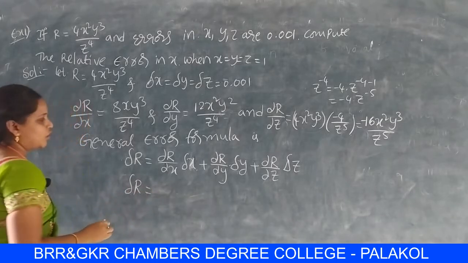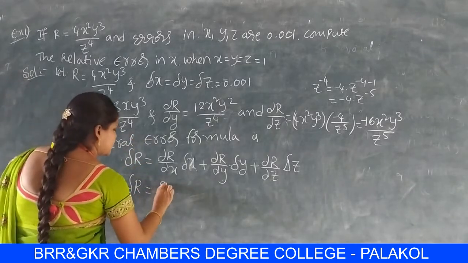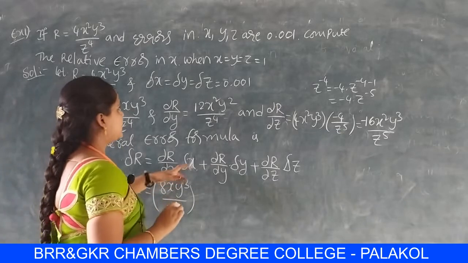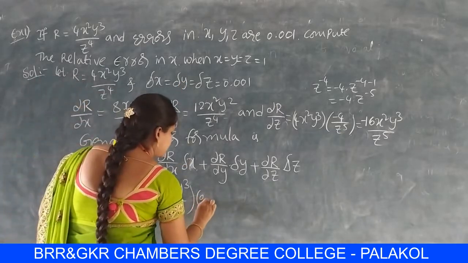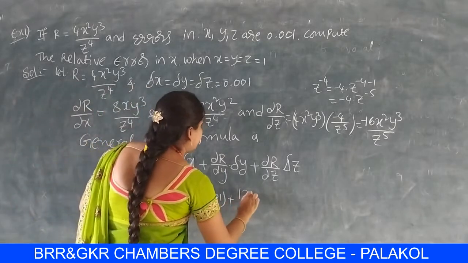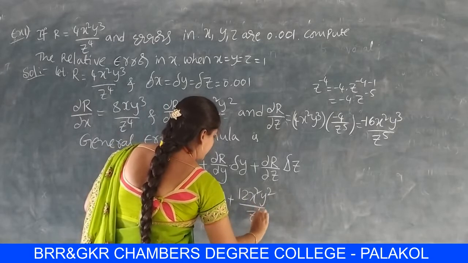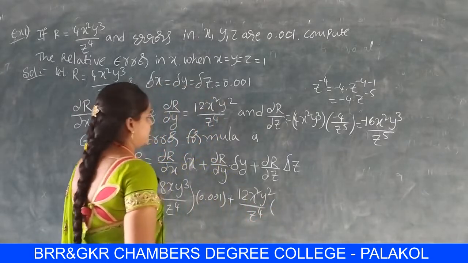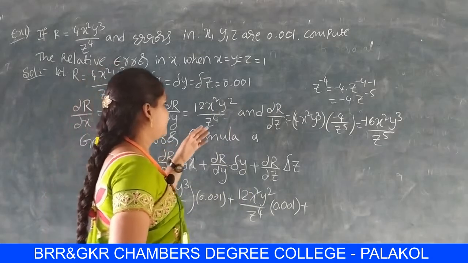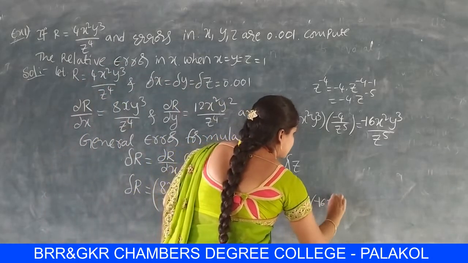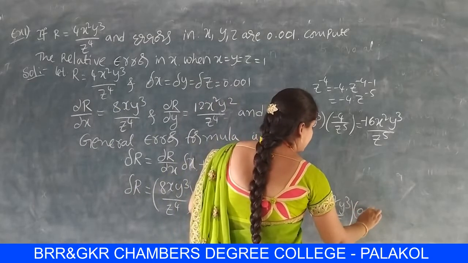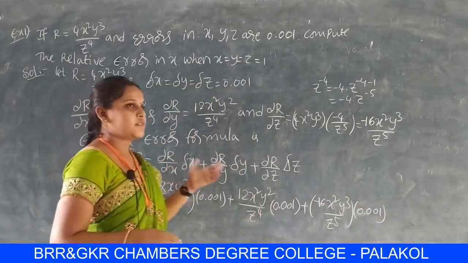delta r is equal to dou r by dou x, which is 8xy cube by z to the power of 4, into delta x, whose value is considered to be 0.001, plus dou r by dou y value is 12x square y square by z to the power of 4, and delta y value is always 0.001, plus dou r by dou z value is minus 16 x square y cube by z to the power of 5, and delta z is always 0.001. Substituting these values in the general error formula.